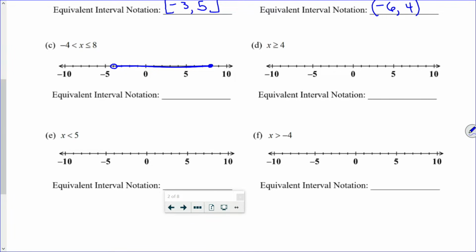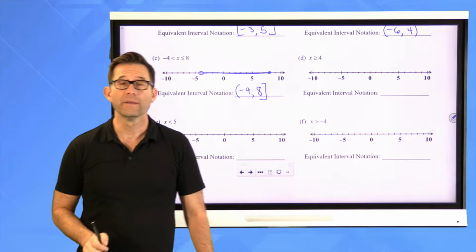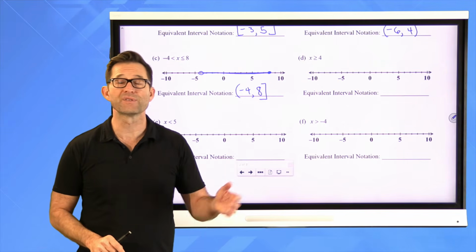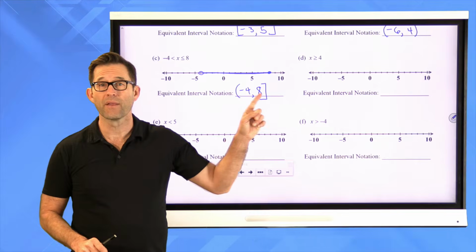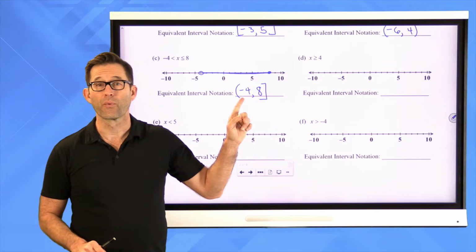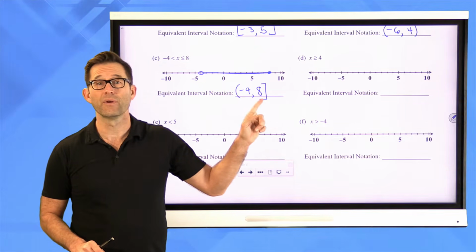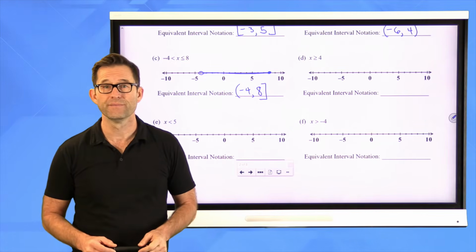How do we represent it with interval notation? Just like before, we put a -4 down, we put an 8 down. Since the -4 is not included, we put a parentheses, and since the 8 is included, we put a square bracket. So this is completely consistent with what we saw in letter A and letter B. We take the number that we start at, the number we end at, we put a parentheses if that number is not included, we put a square bracket if the number is.